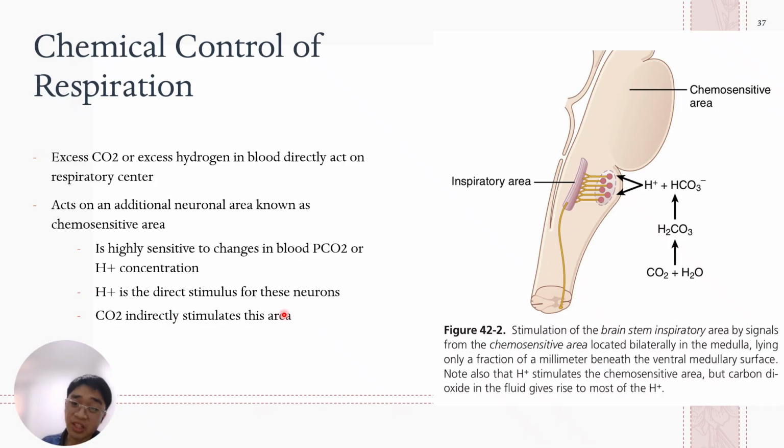Remember in the discussion earlier that carbon dioxide, when it combines with water through carbonic anhydrase, becomes carbonic acid, and your carbonic acid will then dissociate into bicarbonate and hydrogen, which is already in the blood. That is what stimulates your chemosensitive area.